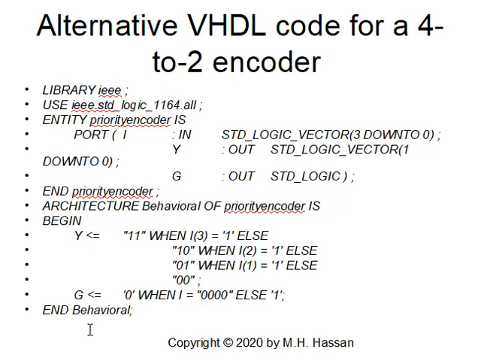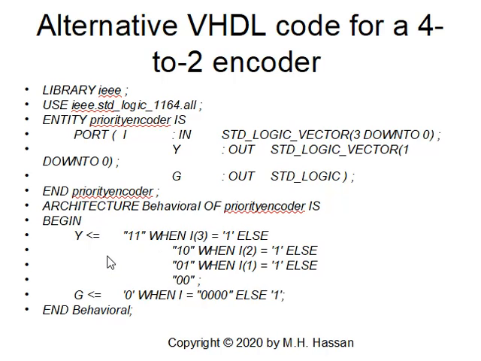Now, this is the alternative code for a 4 to 2 encoder. Again, here we define I as the input and Y as the output, a 2-bit vector. The input is a 4-bit vector, and G is the output as a single bit, so it's defined as standard logic, and it is a priority encoder. Architecture behavioral of priority encoder is begin.